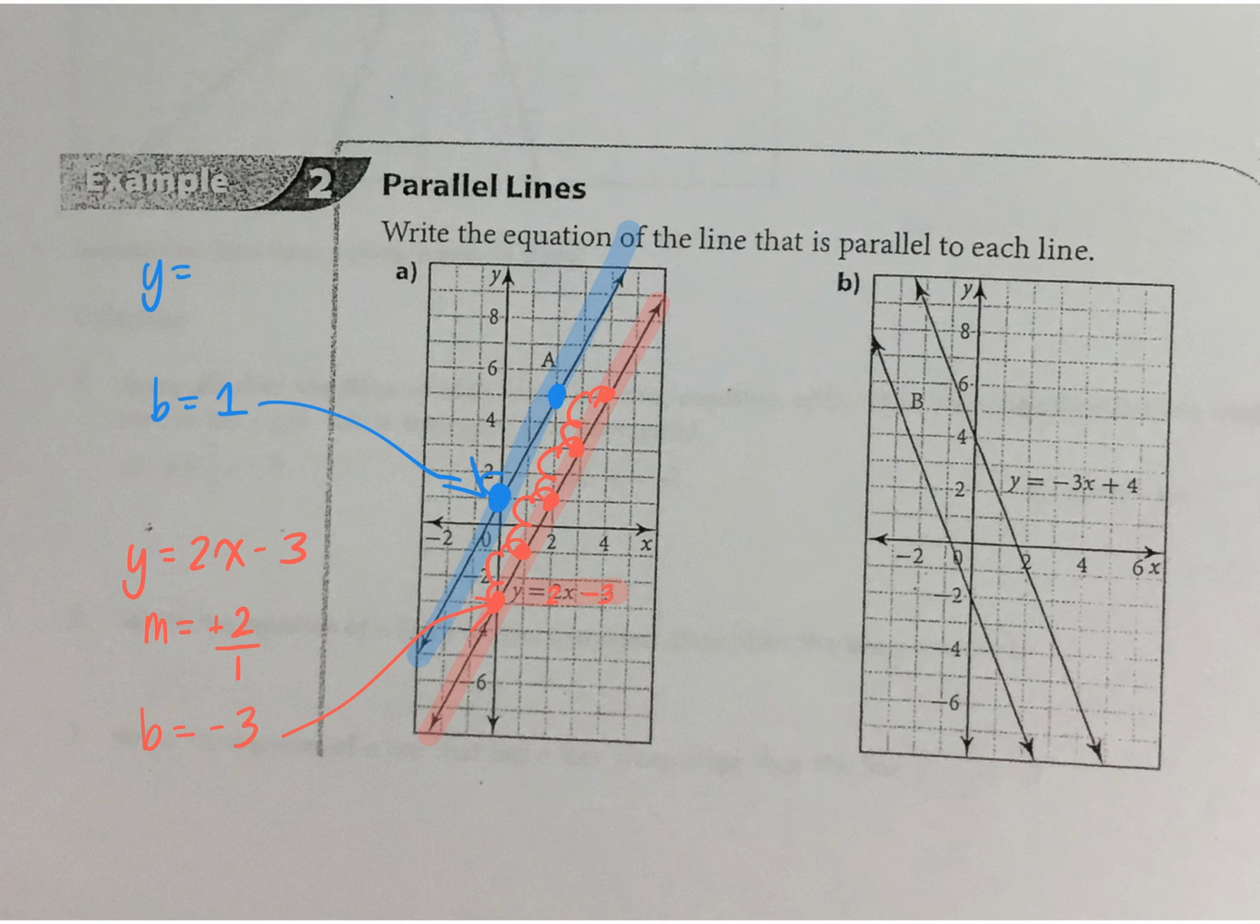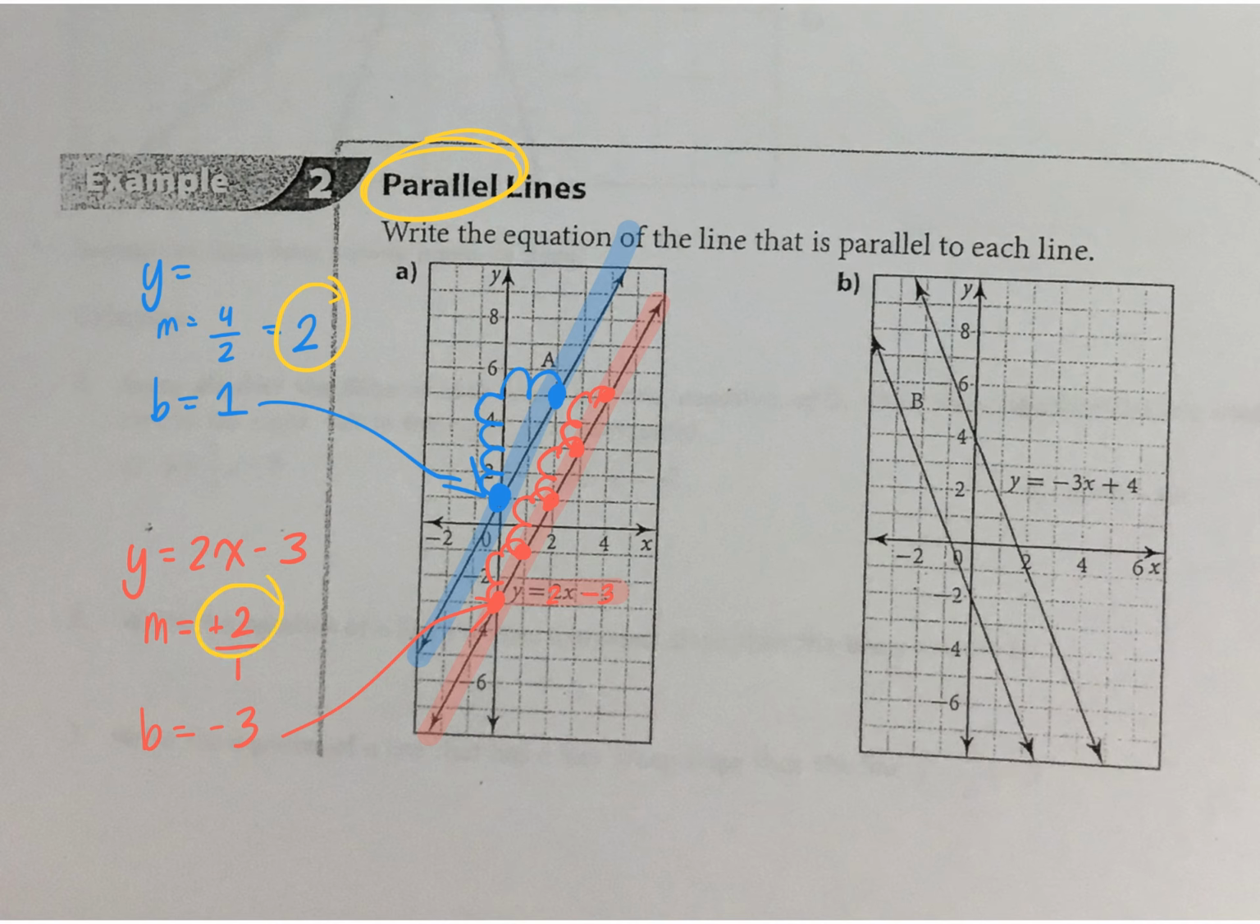So let's count. Rise 1, 2, 3, 4. 4 over, what's the run? 2. What's the slope? 4 divided by 2 equals 2. These two lines are parallel. What did you notice about the slopes?